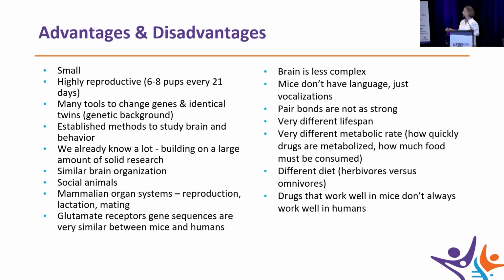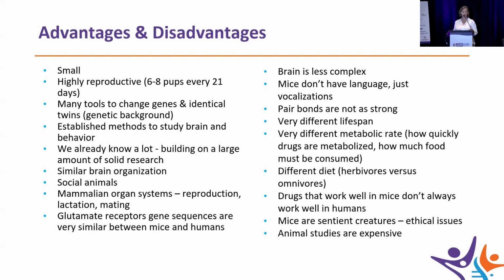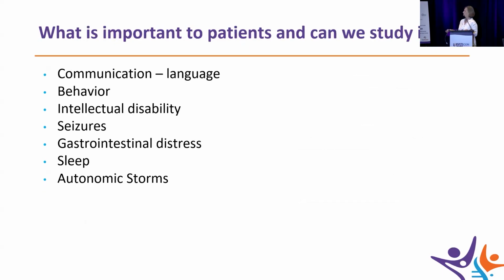Okay, so drugs that work well in mice don't always work well in humans. They're sentient creatures. There's a lot of ethical issues around that. It can be very hard for humans to work with mice too. And animal studies are very expensive. So all of those things we take into account. Really, as much as you can do and avoid using mice, you would want to try to do. But there are just some things that we can only do.